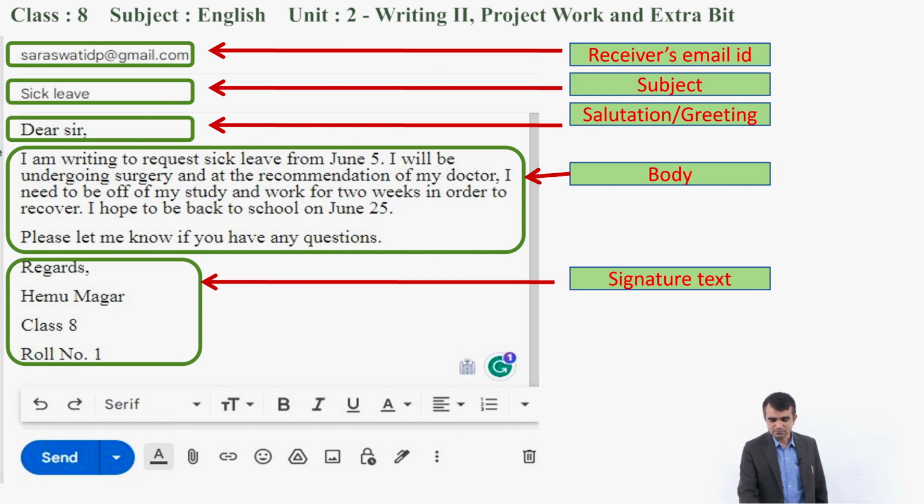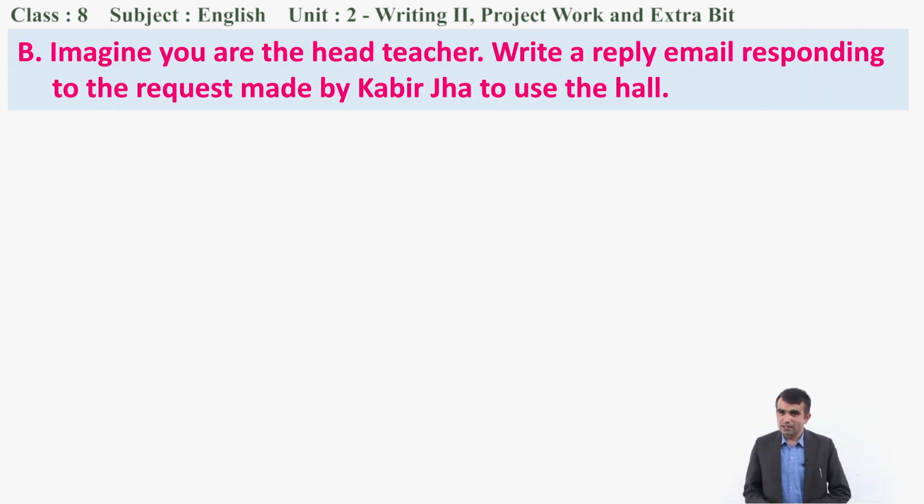Now, task B, what is there? Imagine you are the head teacher.